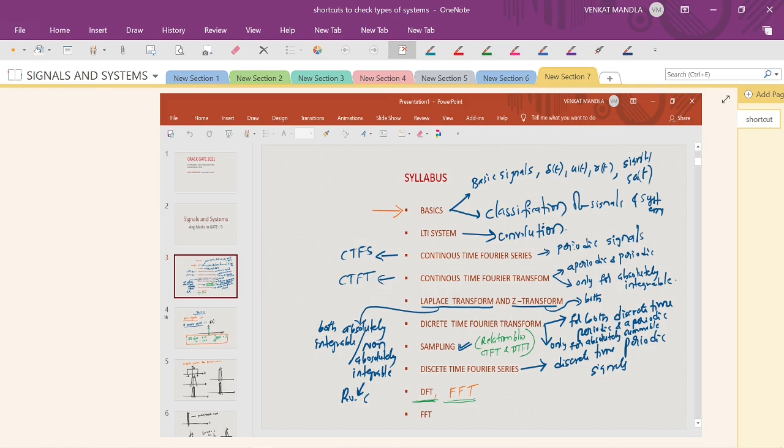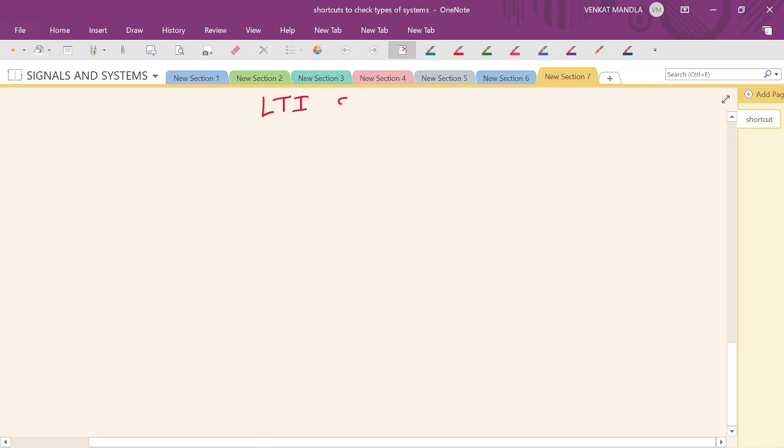I have completed this first part, basics: the basic signals, the impulse, step, ramp, all the signals, and the classification of signals and classification of systems. I have completed the first part, the first chapter. Now I am going to start the next chapter, which is linear time invariant system, the LTI system.